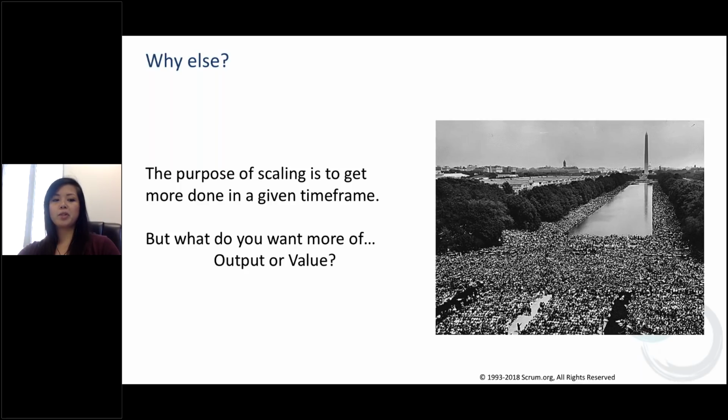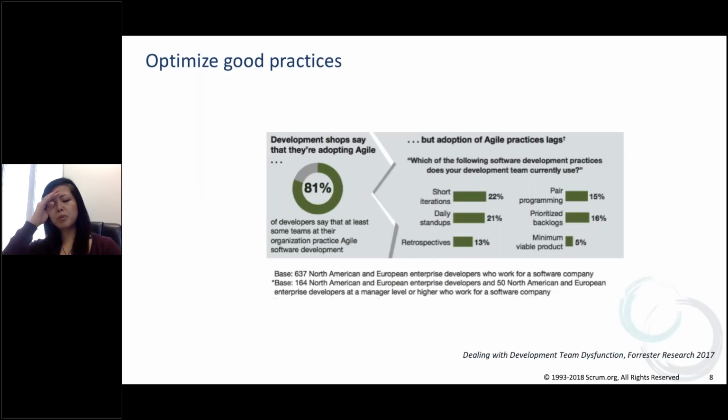In terms of output or value, it's not a rhetorical question. We're looking to scale value. So how can we do that? Well, scaling doesn't always mean adding people first. What could we do to optimize good practices? Because when we don't, there is a tremendous cost that we're going to face. Scaling definitely has a cost.